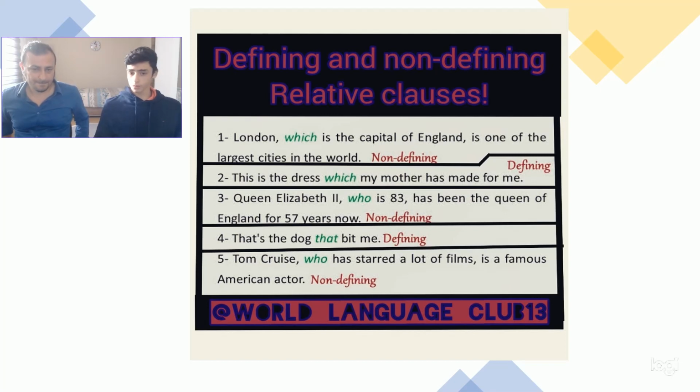Queen Elizabeth II, who is 83, this is the first information, comma, has been the Queen of England for 57 years now. So there is additional information. We can say that's non-defining. That's the dog that bit me. Defining. It is short information, defining. Okay, next one. Tom Cruise, who has starred in a lot of films, is a famous American actor. So there is extra information, commas, so it is non-defining.